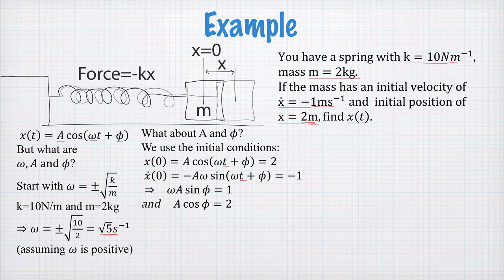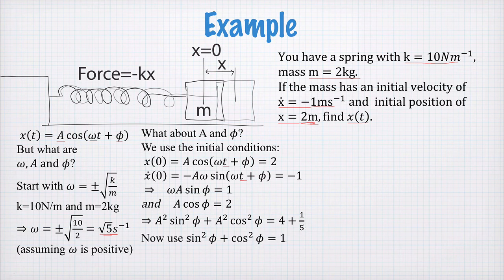This is how we go about doing it. First of all, we square these two equations, allowing us to write an equation for the sum of A squared sine squared phi plus A squared cos squared phi. And using these two equations to get these two terms here, we find that the sum of these terms must equal 4 from 2 squared, and 1/5, and the fifth comes from this omega coming down underneath this 1. So we use sine squared plus cos squared is equal to 1, and then calculate that A squared must be equal to 21 divided by 5. Okay, so we know the amplitude of the motion.